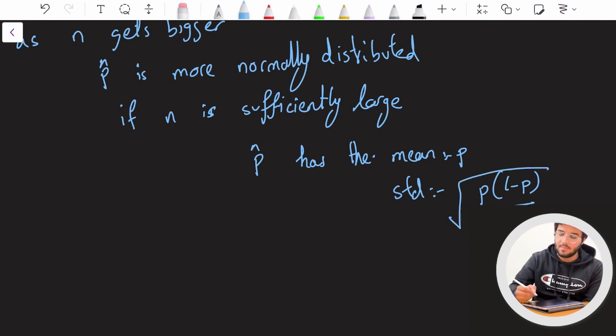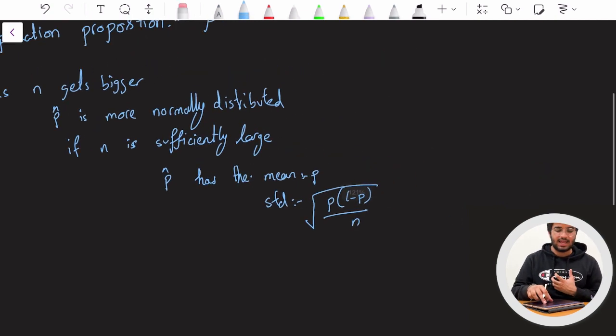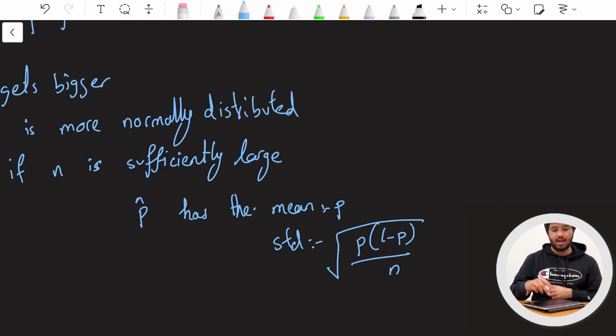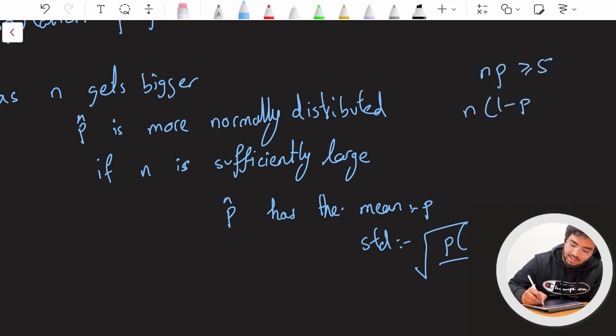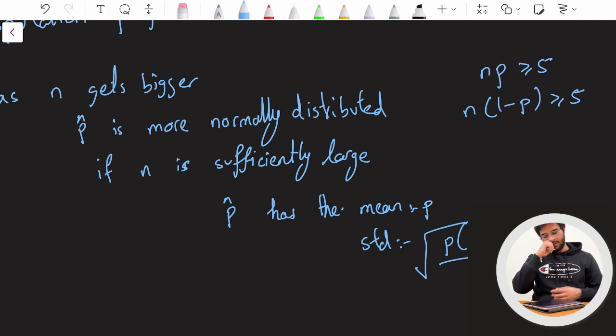formula, okay? But unlike the sample means, we actually have a condition here, all right? A general rule of thumb is that n is sufficiently large if np is greater than or equal to 5 and n(1 take p) is greater than or equal to 5. So if these two conditions are met, your P hat is normally distributed and has the mean and standard deviation that have been mentioned here.